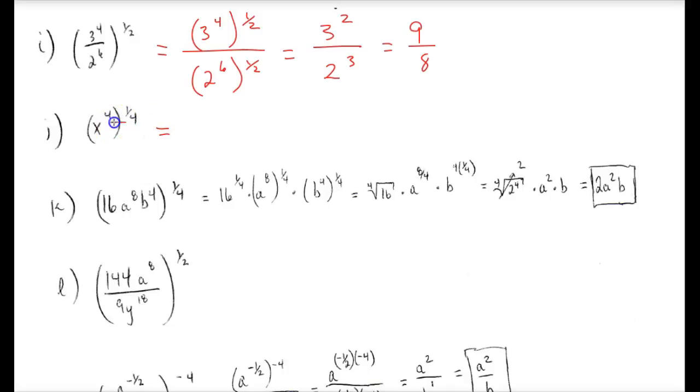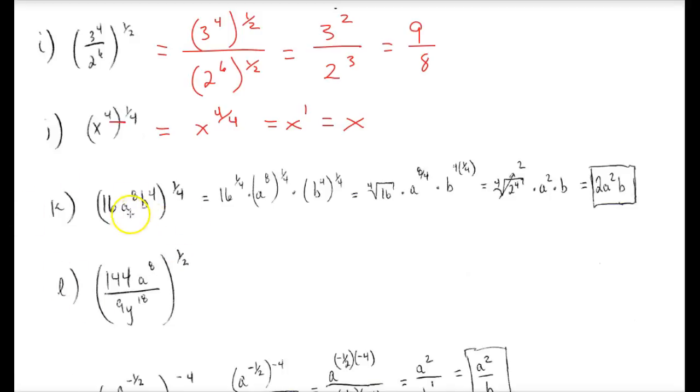For this next one here, we know that we can just multiply the exponents. So we just have x raised to the 4 over 4, which is x raised to the 1, which is just x. Okay. So no need to change these into radical form to work those out.